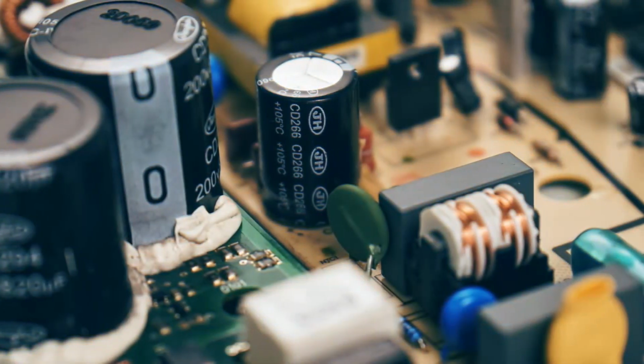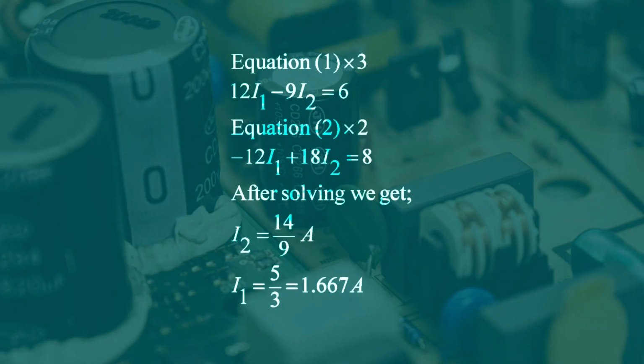So now you have two equations, 1 and 2, and two unknown variables. After solving equations 1 and 2, you can easily find the values of the currents I1 and I2. So what is the value of current I1? That is 5 upon 3, that is 1.667 ampere. So you have the value of the current I1. Suppose you want to calculate the voltage drop across branch AB. What will be the voltage drop across branch AB? That is I1 into R1.